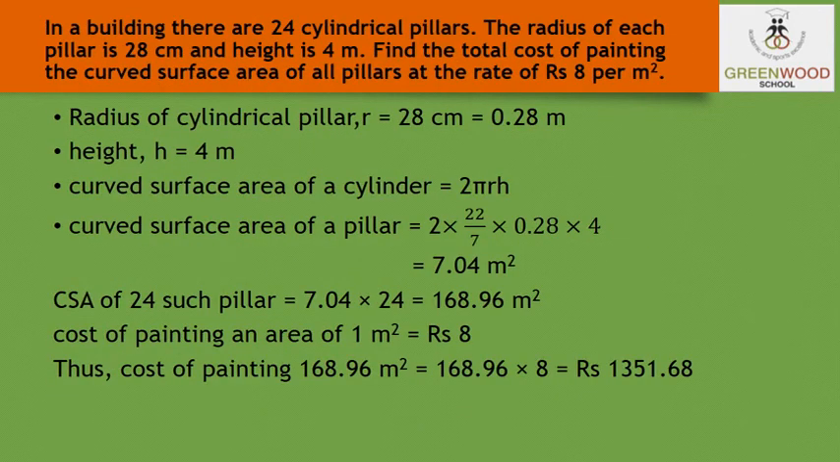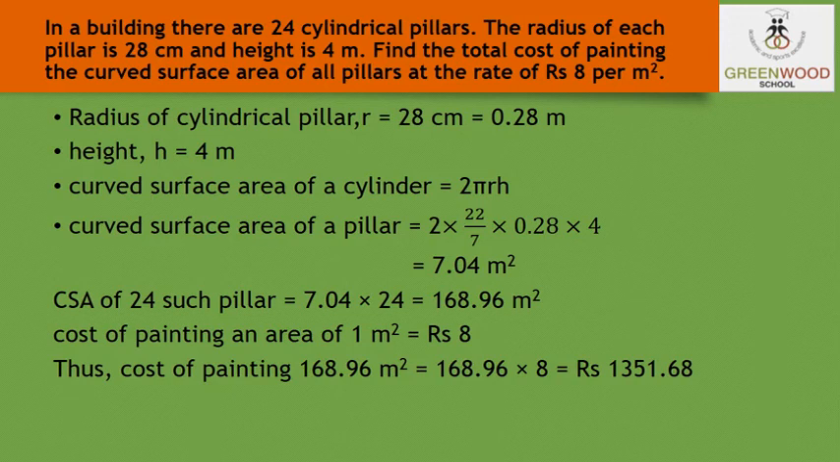In this question, in a building there are 24 cylindrical pillars. The radius of each pillar is 28 centimeter and height is 4 meter. Find the total cost of painting the curved surface area of all pillars at the rate of 8 rupees per meter square. Here, the radius of cylindrical pillar, that is R, equals 28 centimeter. First of all, we'll convert centimeter to meter. So we get R equals 0.28 meter and height is given as 4 meter.